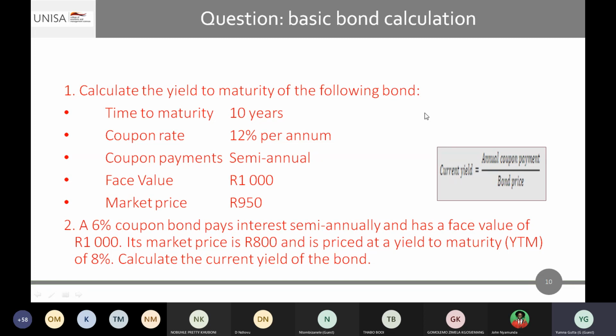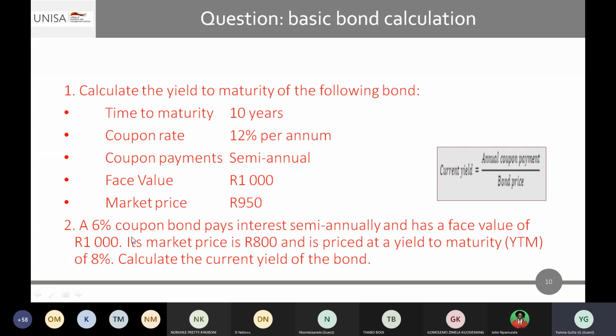All right, so let's look at the question. A 6% coupon bond pays interest semi-annually and has a face value of 1,000 rand. Its market price is 800 rand, which is the bond price we use, and its yield to maturity is 8%. Calculate the current yield of the bond. Our formula says annual coupon payment over the bond price. So our annual coupon payment is 60 rand. I'm sorry about that, your solution is correct. It's just me who's a bit confused. 60 rand is our annual coupon payment: 6% times 1,000 rand face value, over the price of the bond, which gives you 7.5%.